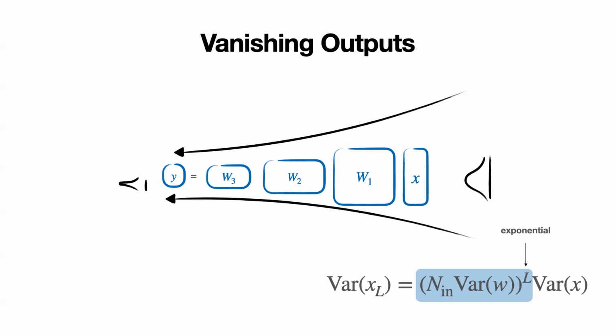So you can either exponentiate a number greater than 1, or you can exponentiate a number smaller than 1. If it's smaller than 1, it will just get smaller, and then you have what's called vanishing outputs. That's also not great, because no matter what the input is, the output is always going to be 0. Okay, that's not a good machine learning system.